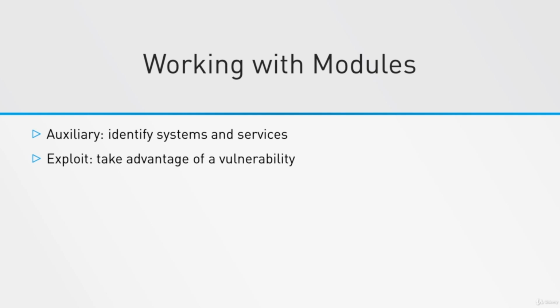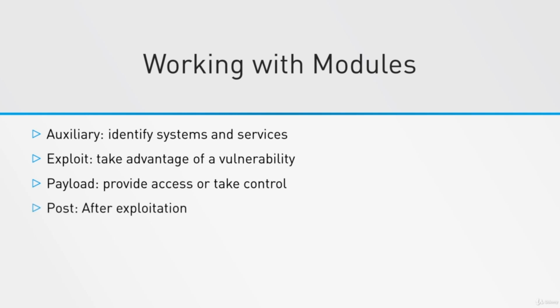After that, you have to deliver the software called a payload to the target system to provide access or to take control of it. Examples of that are starting a meterpreter session or executing some shell commands. After successful exploitation and remote connection, you can run post modules to set up keyloggers or download files, for example. And you can pivot from the exploited system to other systems.